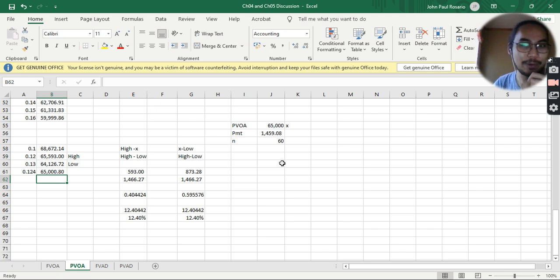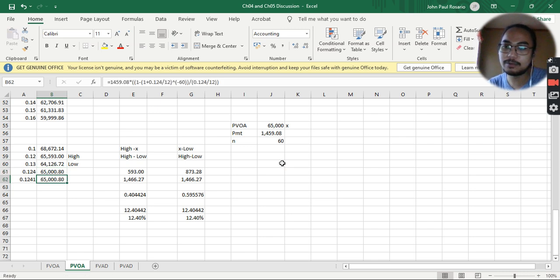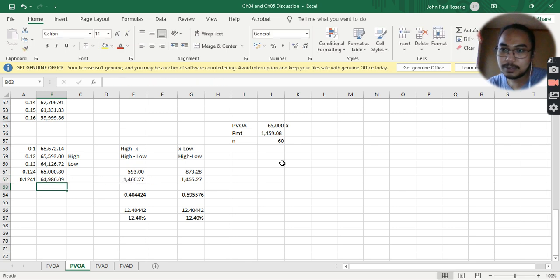Let's try going lower. If we want to go lower in present value, we have to go higher in our interest rate. So let's try 0.1241. How much will we get? 64,986.09, very far from the 65,000. So our answer would be 12.40%.